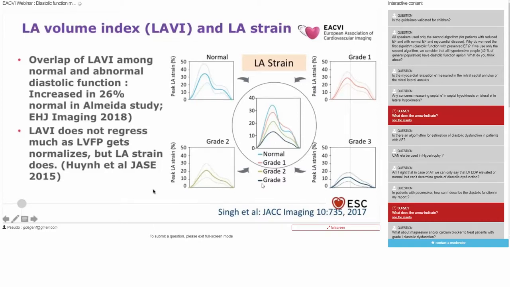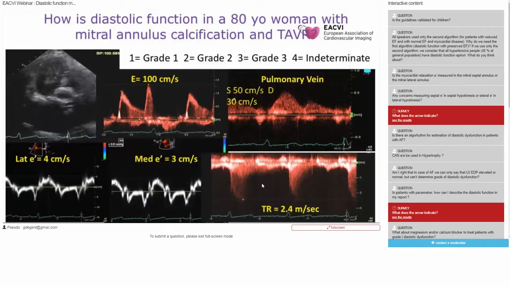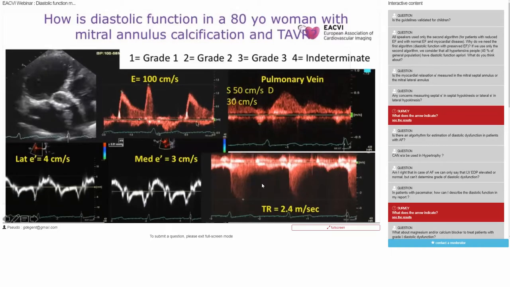So just want to mention the mitral annulus E' velocity. The ASE/EACVI recommends the average value, lateral and medial, but we feel that the E' velocity from one location is still acceptable in most situations, except in the setting of pulmonary hypertension, conduction delay, LV motion change, mitral annulus calcification, or hypertrophic cardiomyopathy. As you see here, an example of someone with significant mitral annulus calcification. And E/A ratio appears to be grade 1, but the lateral E' and the medial E' is markedly reduced, not because of just a myocardial disease, but because of the annulus calcification. Also, this patient has a TAVR at the aortic valve position here. And pulmonary vein shows normal filling pressure, and TR velocity shows 2.4 meters per second.